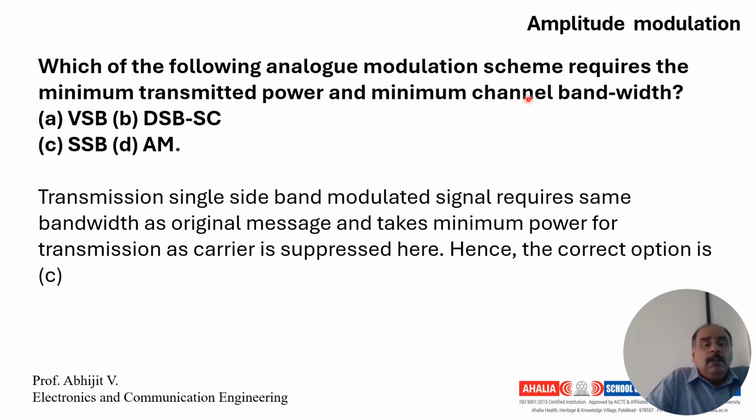Which of the following analog modulation schemes requires minimum transmitted power and minimum channel bandwidth? I will be discussing certain multiple choice questions that had already appeared in GATE while teaching you a particular portion. This will be helpful for you to prepare for GATE also. The answer given is SSB, because the transmission of a single sideband modulated signal requires the same bandwidth as the original message itself and takes minimum power for transmission, as the carrier is suppressed. So the answer is C. The answer is single sideband systems.